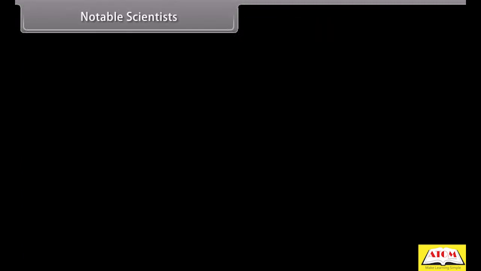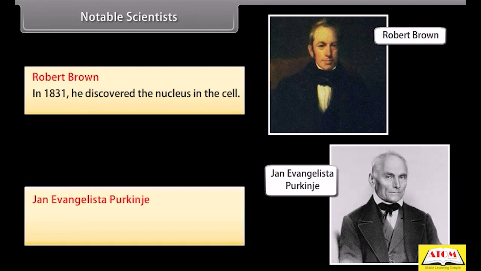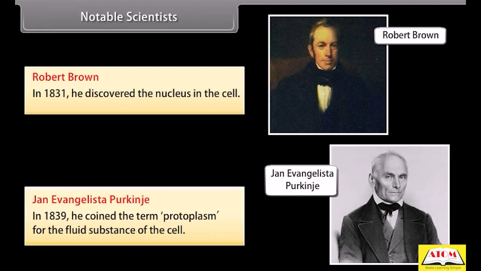Notable scientists. Robert Brown. In 1831, he discovered the nucleus in the cell. Jan Evangelista Purkinje. In 1839, he coined the term protoplasm for the fluid substance of the cell.